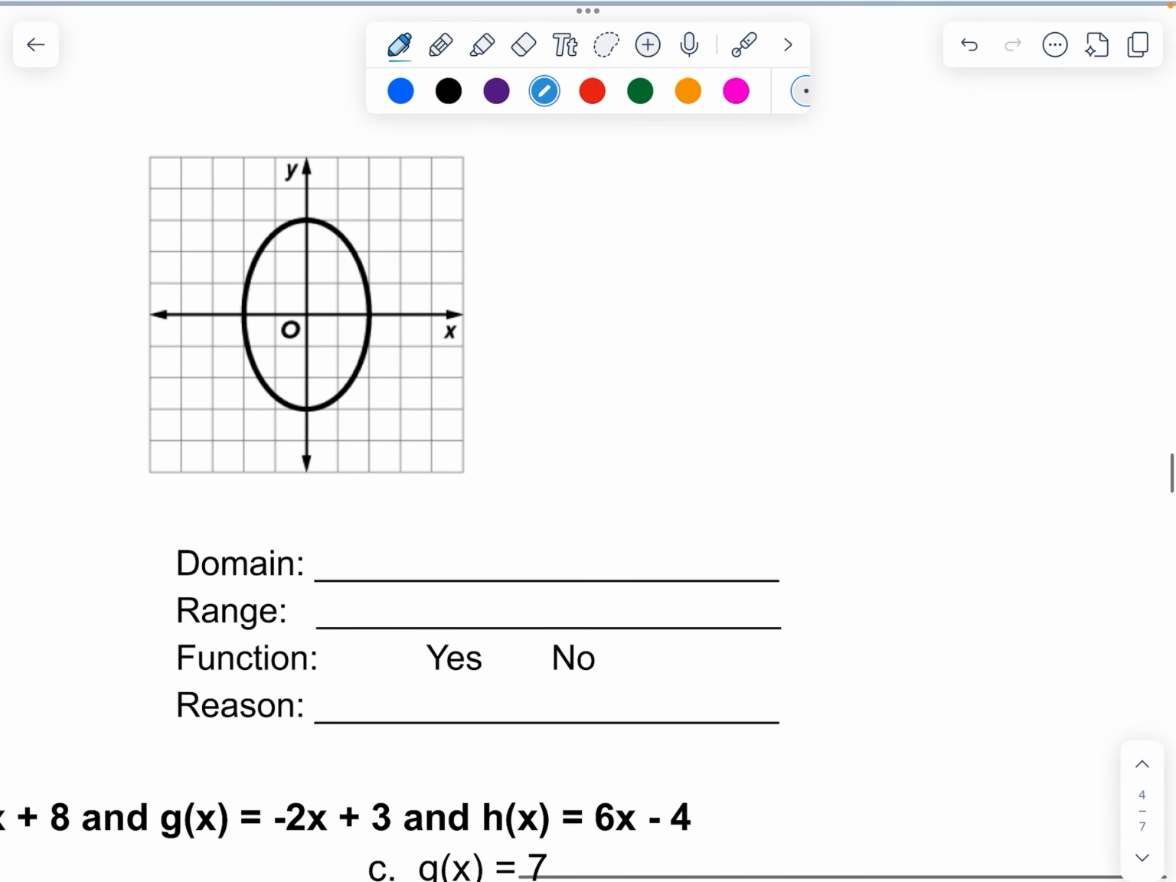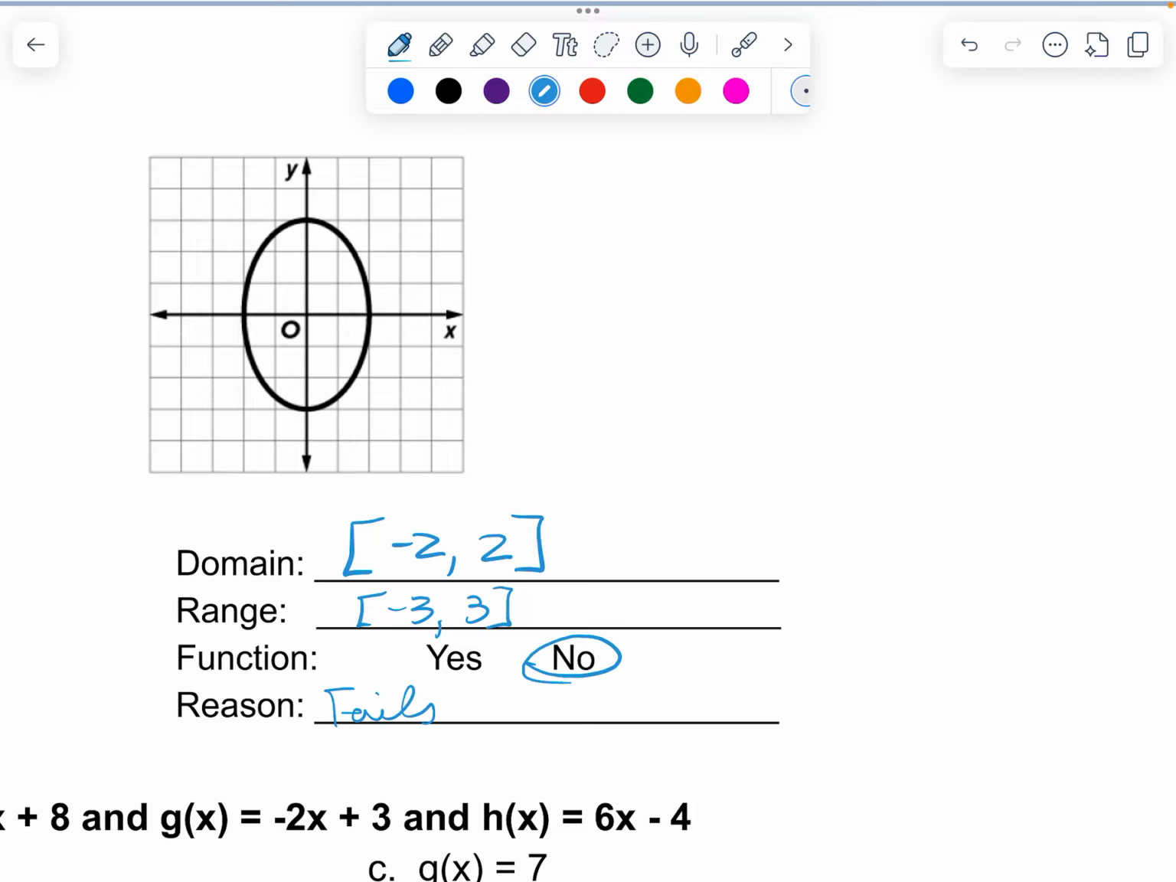Okay, this one, the domain, the smallest number it's going to be is -2. The highest it's going to be is 2. The range, the smallest it's going to be is -3. The highest it's going to be is 3. Is it a function? No. It fails the vertical line test.